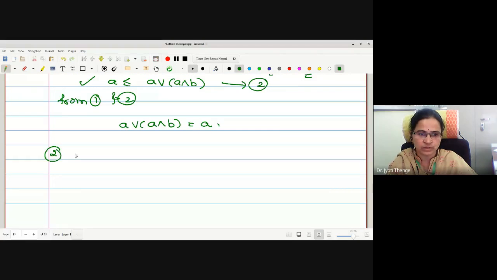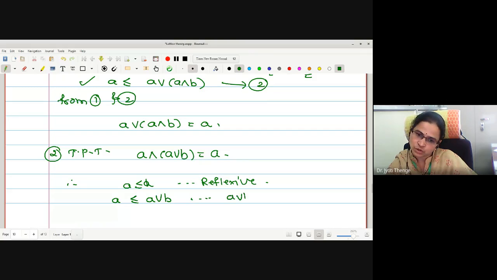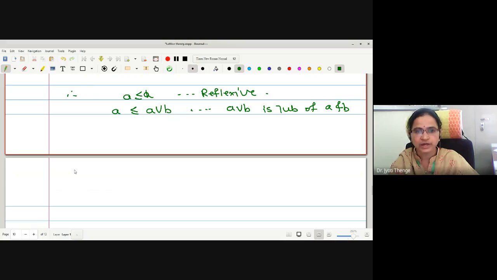Let me prove the second one. A meet (A join B) is equal to A. We will start with similar steps. A precedes A, by reflexivity, and A also precedes A join B because A join B is the LUB of A and B. Correct now? Therefore, what this implies, A is a lower bound of A and A join B.